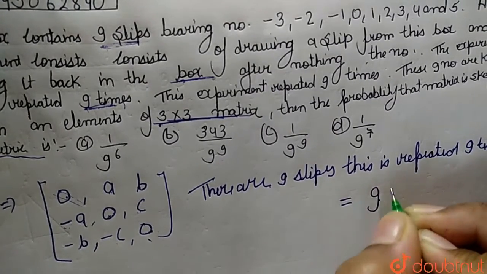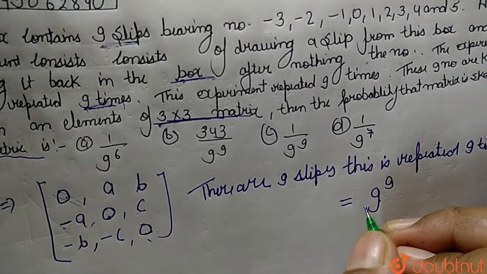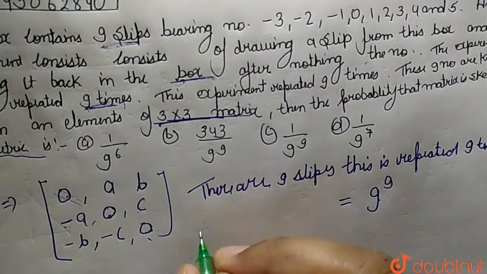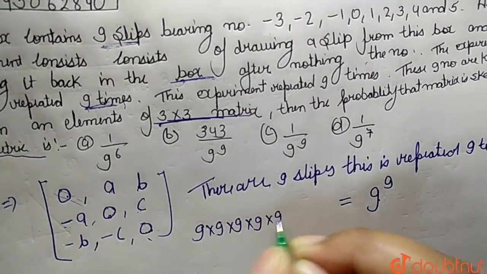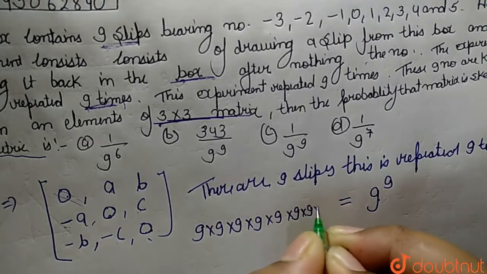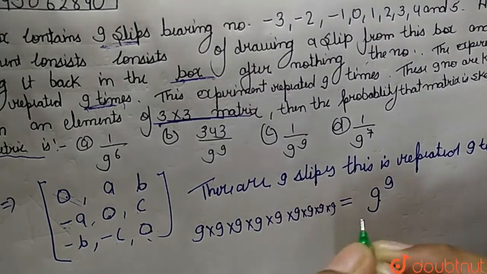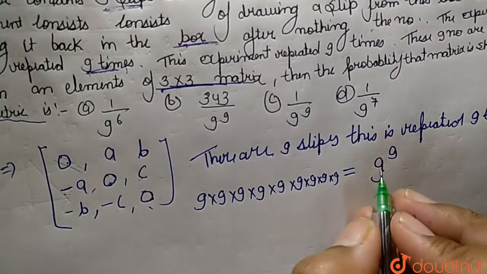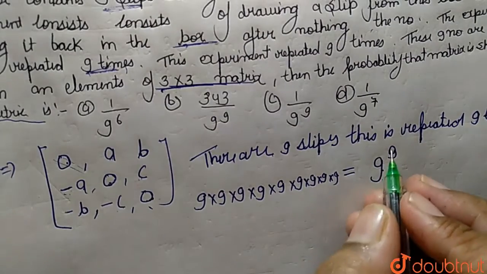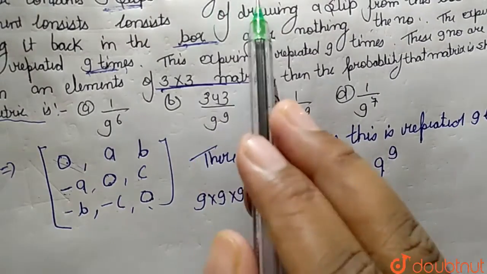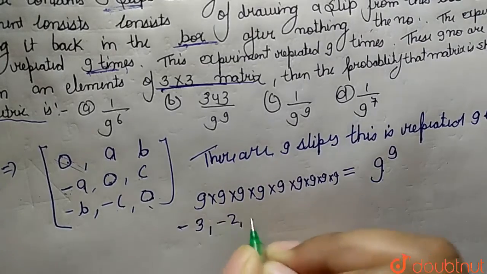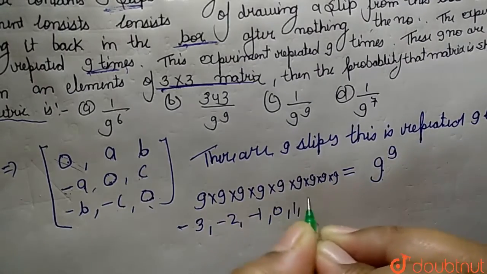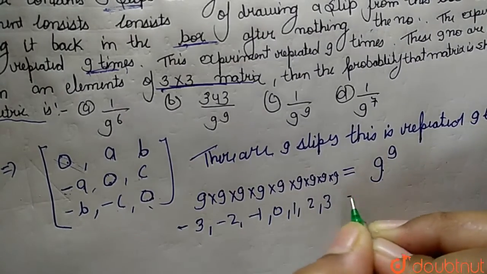So we will have the total outcomes as 9 to the power 9, that is 9 multiplied 9 times: 1, 2, 3, 4, 5, 6, 7, 8 and 9. The numbers on the slips are -3, -2, -1, 0, 1, 2, 3 and so on up to 5.